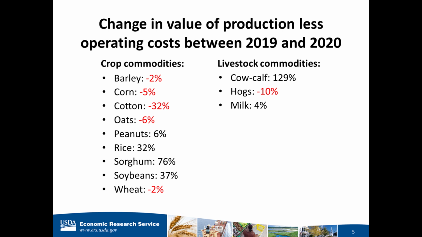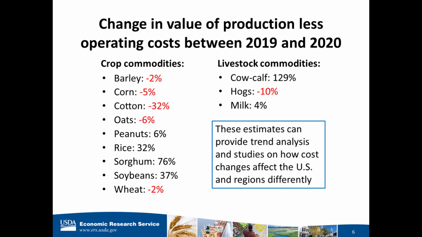As you can see, for barley, corn, cotton, oats, wheat, and hogs, there was a decline in the value of production less operating costs between 2019 and 2020. The largest of these declines was seen in cotton, and I will decompose a little bit why we saw these declines in the estimates and hopefully show you some supporting evidence as to why these estimates make sense. On the livestock side, we saw a huge increase in cow-calf.